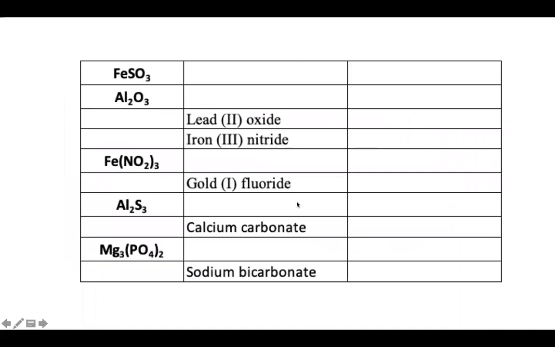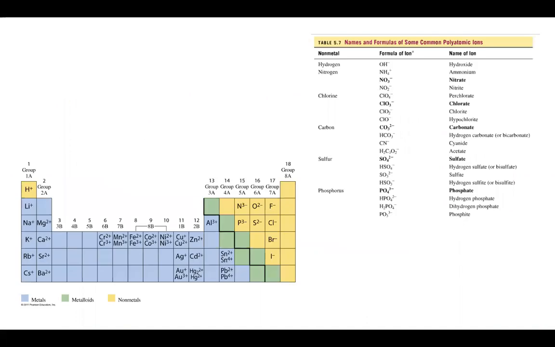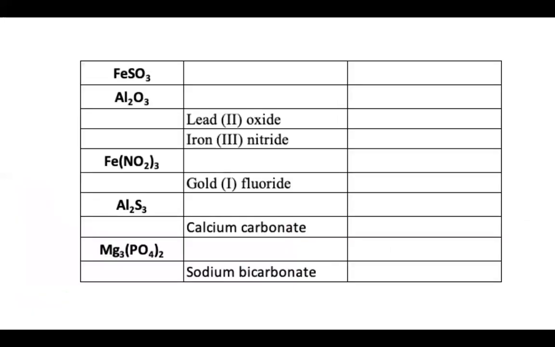Let's make the following examples in order to practice, okay? Just here we have the chart of the polyatomic ions, and here we have the periodic table with the different charges that the elements will have, or the oxidation number. Okay, we have the first example. The first example says FeSO3.